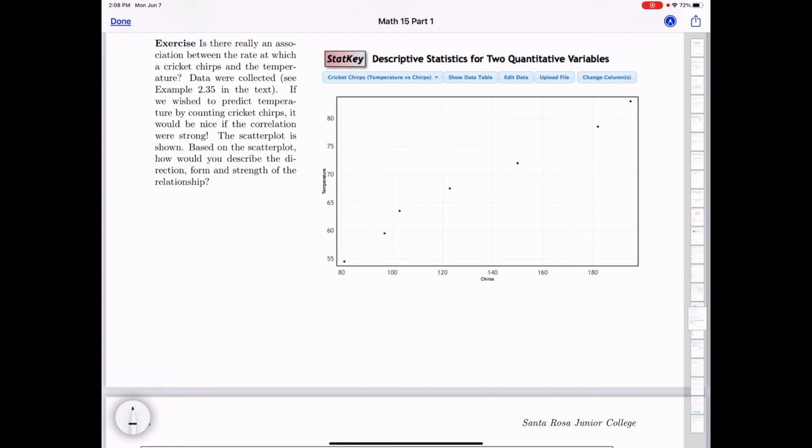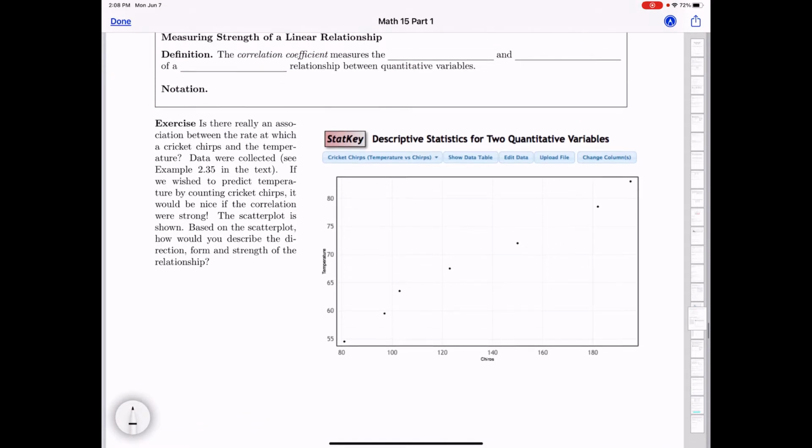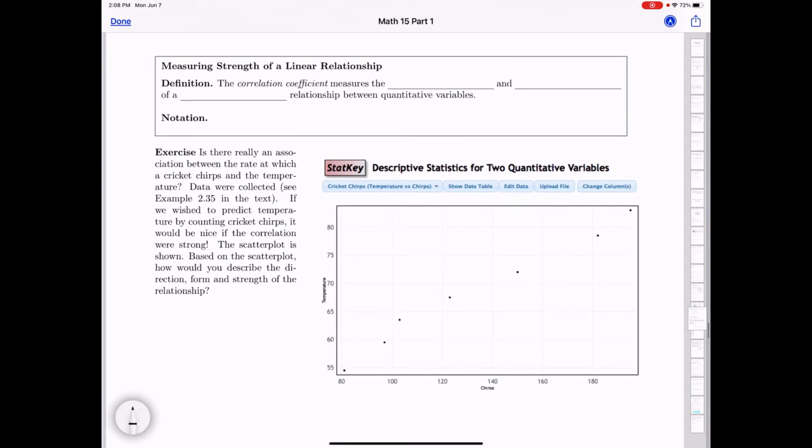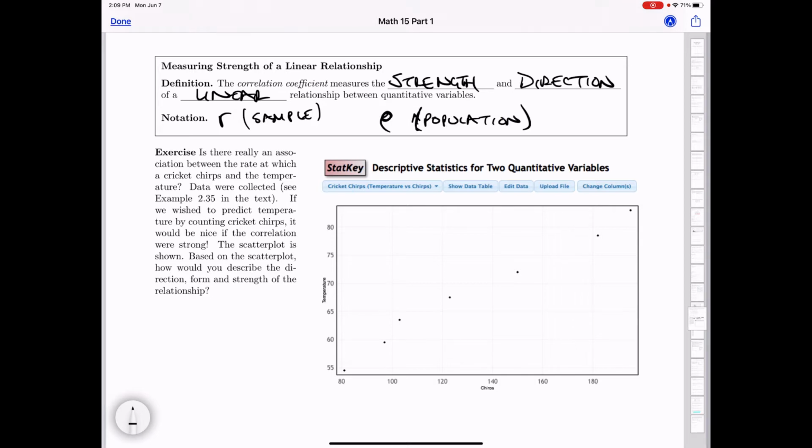We are in part 2 of section 2.5. We've just learned about the correlation coefficient, which measures the strength and direction of a linear relationship between two quantitative variables. The notation is R for a sample and rho for a population. All right, so let's look at an exercise here.